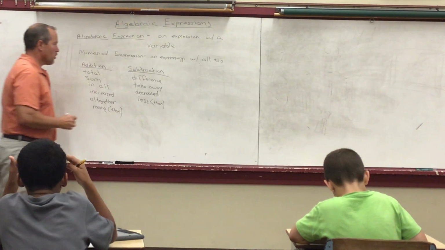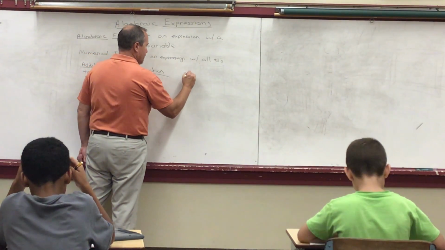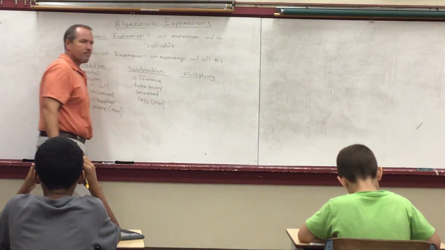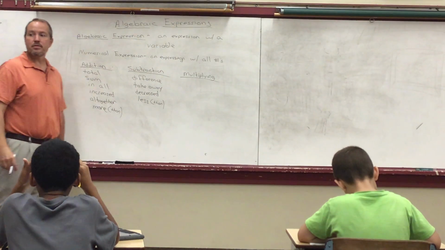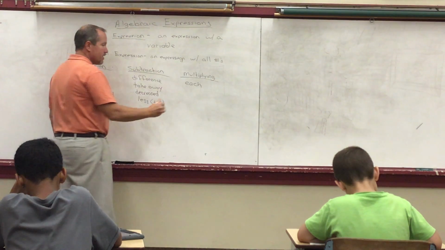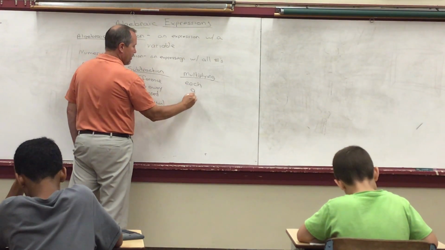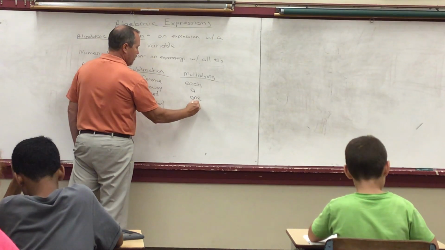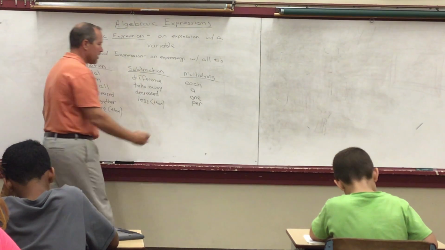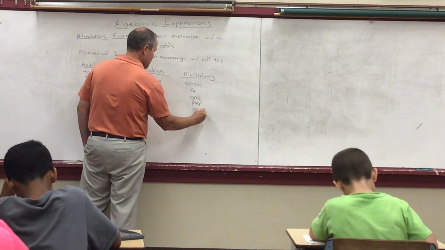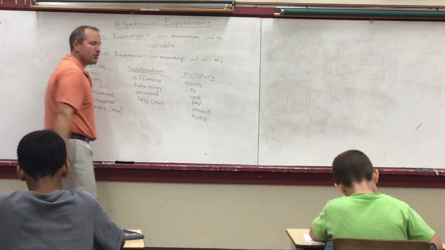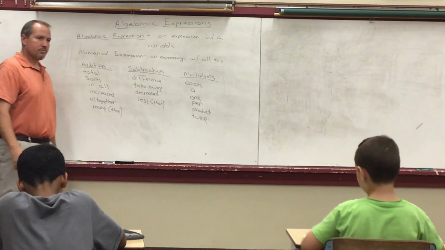For multiplying. Each. A. One. Per. Things like that. Product. Maybe twice, meaning times 2. Times.